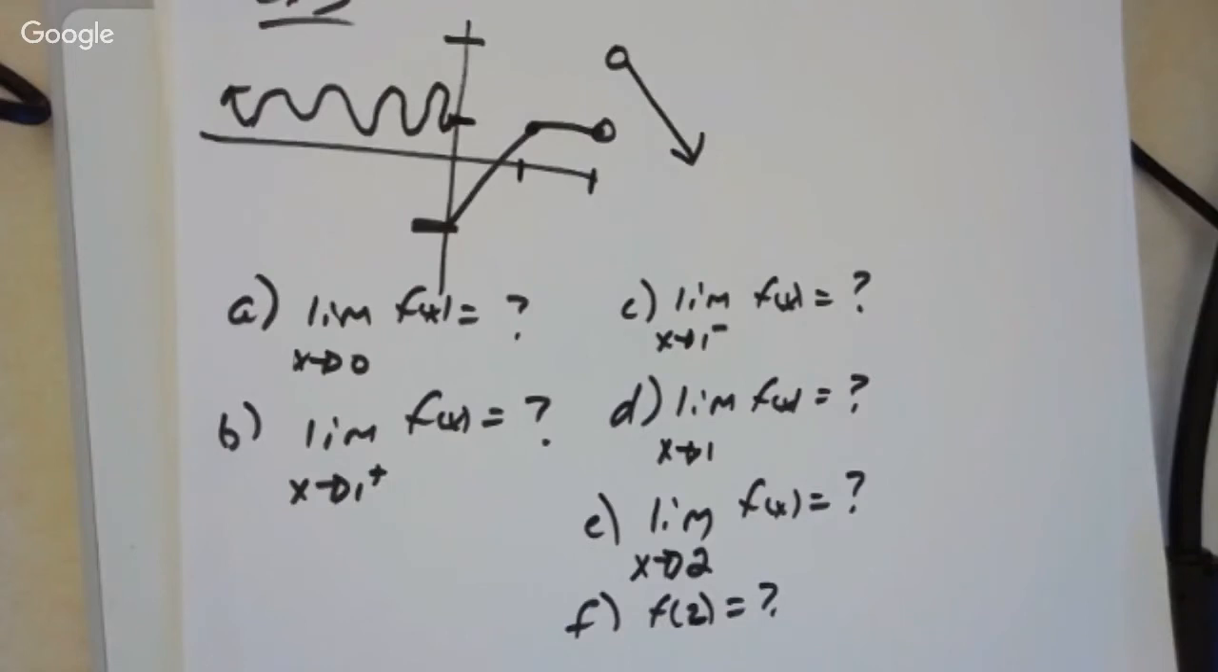Part F though, crazy part, what's f of 2 equal to? Is that an open dot or a closed dot? Those are open dots, yeah. It's not equal to anything, does not exist. Right, there's no closed dot. Does that affect the ability for the limit to exist? No.